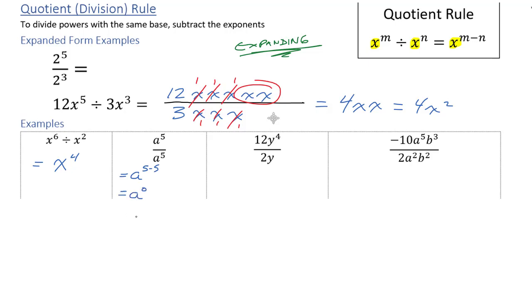Well, what's a to the 0? What's anything to the power of 0? It's 1. It's not 0. Why is that? Think about it. Let's break it down the long way. a times a times a times a times a divided by a times a times a times a. That's what it really means in expanded form, right?